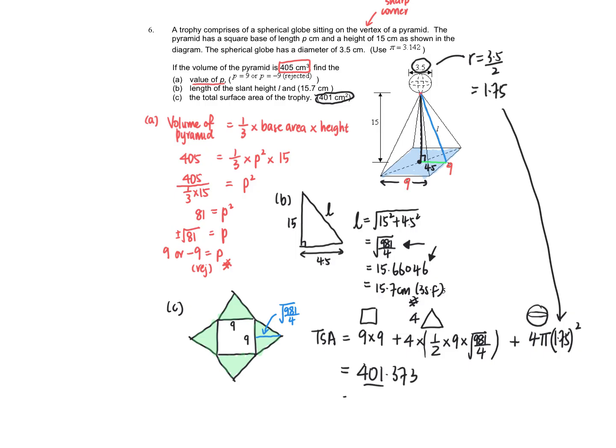Okay, so 3SF, 401 cm square. Do it structurally, then you will not miss out anything. Total surface area. Okay, let's move on to the next example.